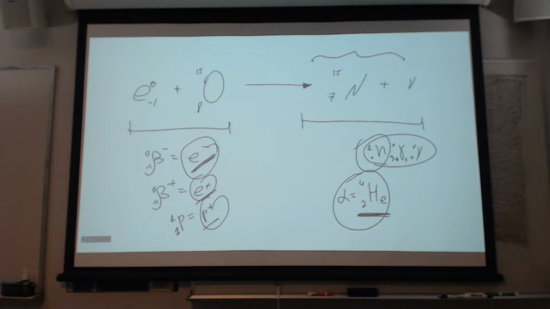So then to solve for the energy release, I would do... Yeah, let's just write it again. Electron and this 8, -1, 0, 15, 15, 7, and the rest is not important. So you need to calculate this total nuclear mass, and you need to calculate this total nuclear mass.